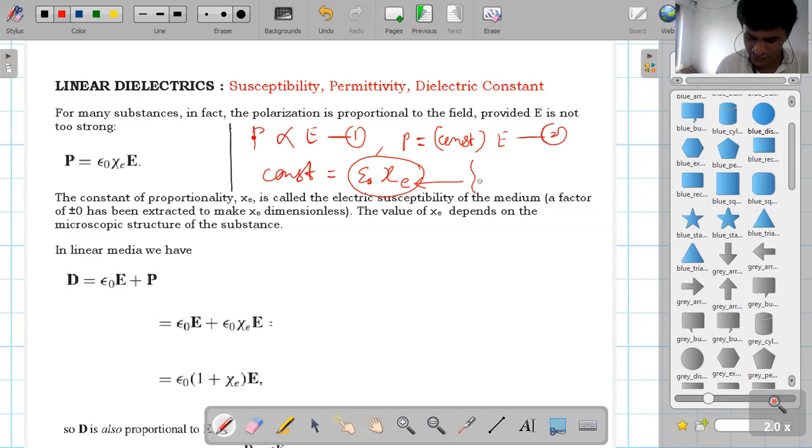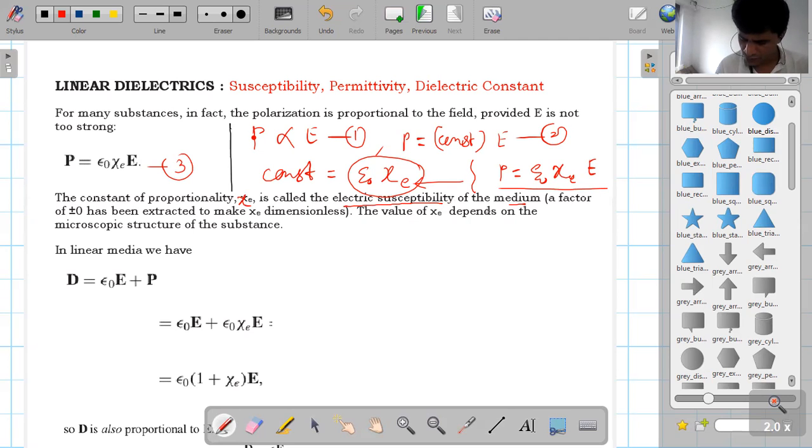Putting in the constant, equation 2 can be written as P equal to epsilon 0 chi E. Understood? That is equation number 3. Yes, sir. And here this chi, dear student, is known as the electric susceptibility of the medium.